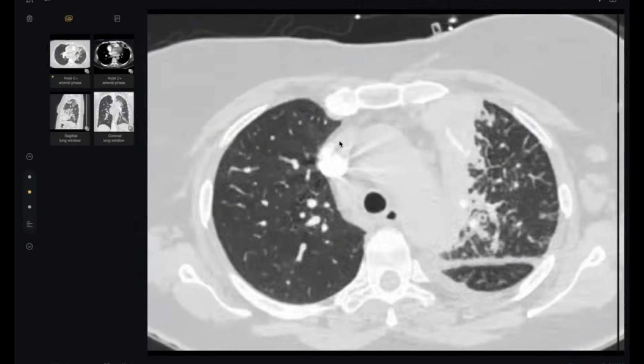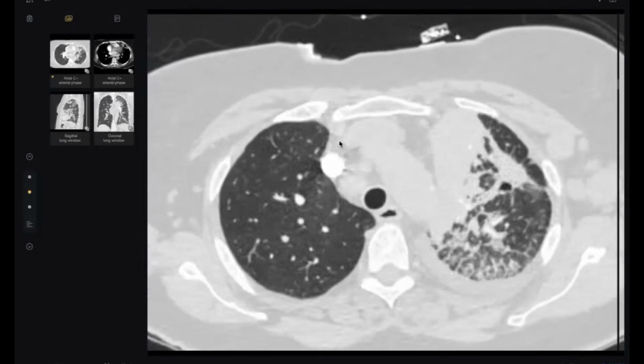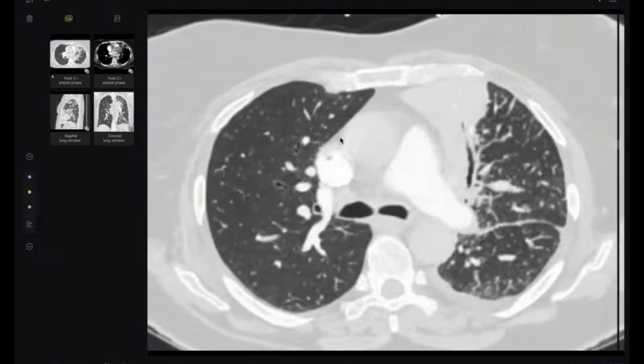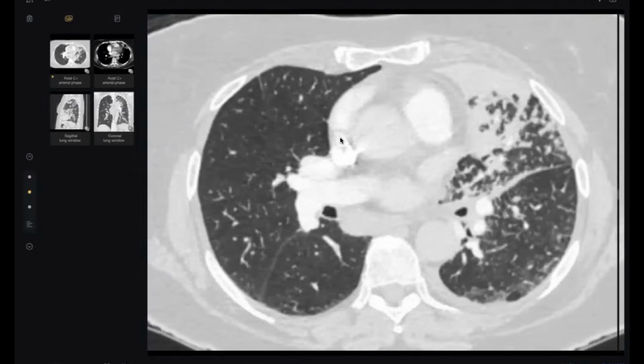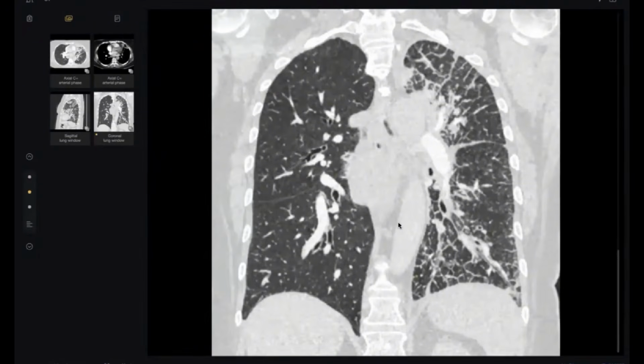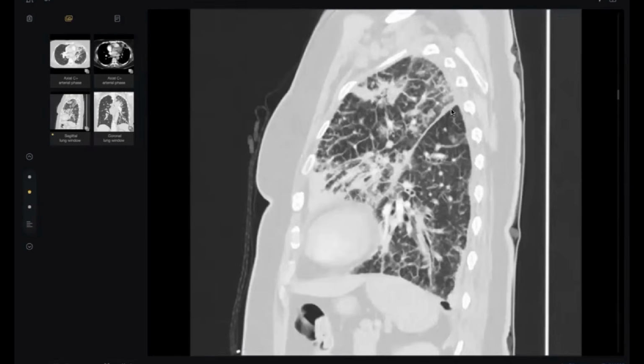Peribronchovascular, central. Upper lobe, middle lobe, and the perilymphatic region. Yes, peribronchovascular and perilymphatic, central area. What is perilymphatic? Peribronchovascular, perihilar, this is the most important. And perifissural. Look at the fissure here. See? Non-uniform thickening. So it is lymphangitic carcinomatosis.